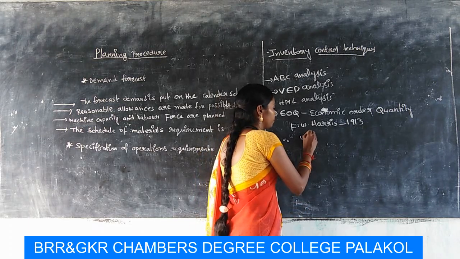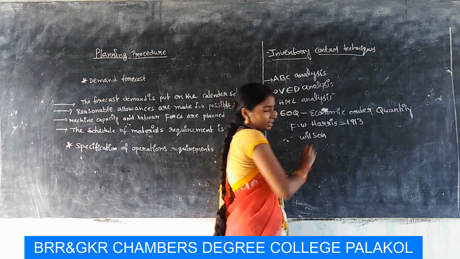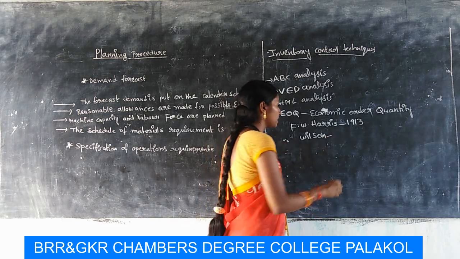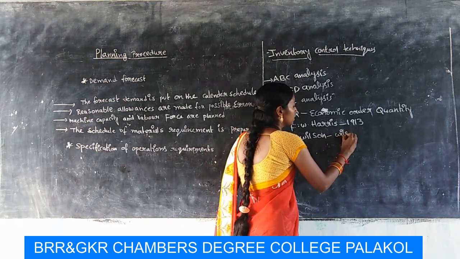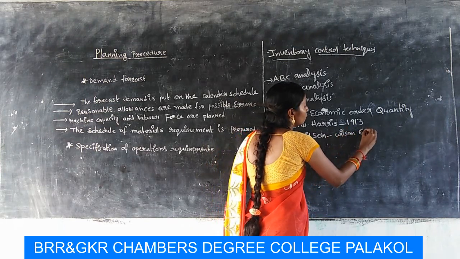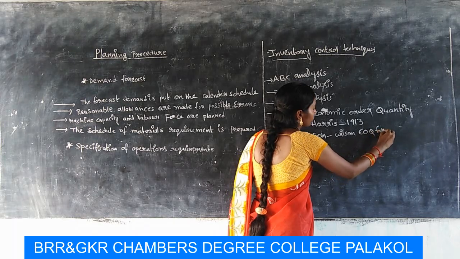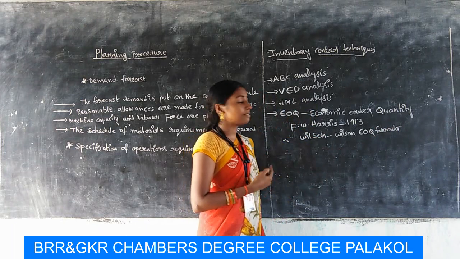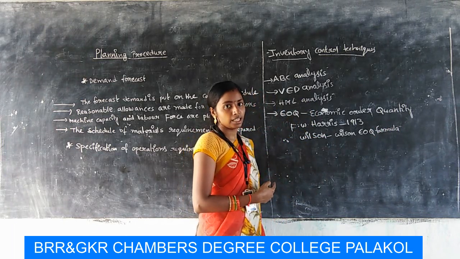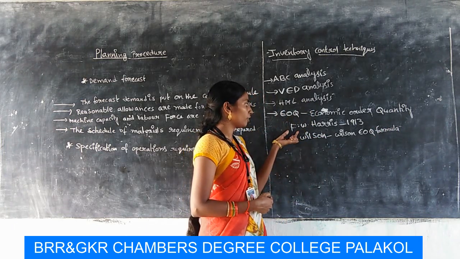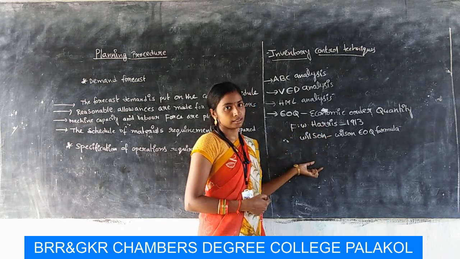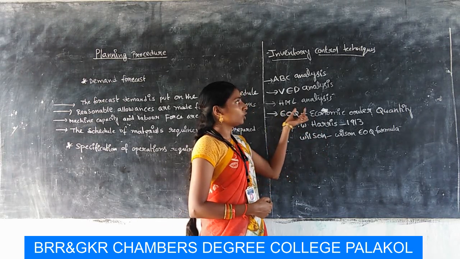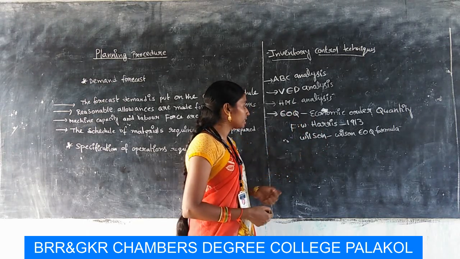But the major part of the extension was given by Wilson. He is a consultant. That's why the EOQ formula is called the Wilson EOQ formula, because he extensively developed this theory after F.W. Harris. Okay, so it is one of the inventory control techniques.